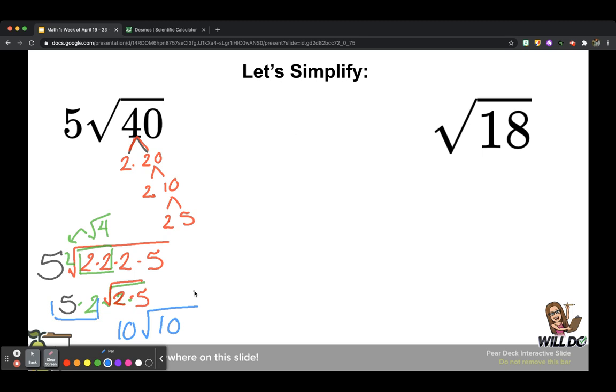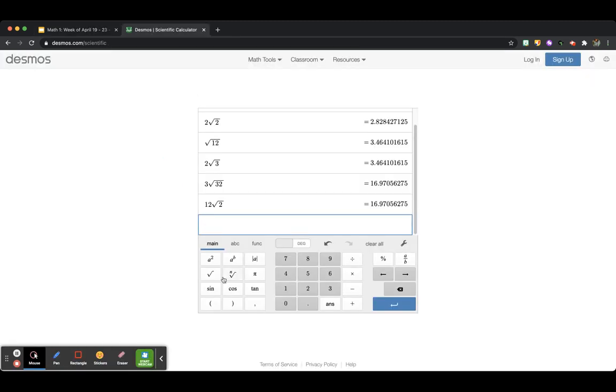Okay, now as always, check your work in that Desmos calculator. So 5 times the square root of 40. Get your answer, and let's make sure that 10 times the square root of 10 gives me the same thing. Bam, they match. We're on a roll.